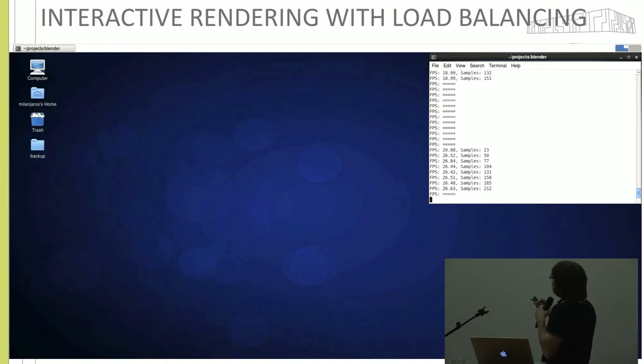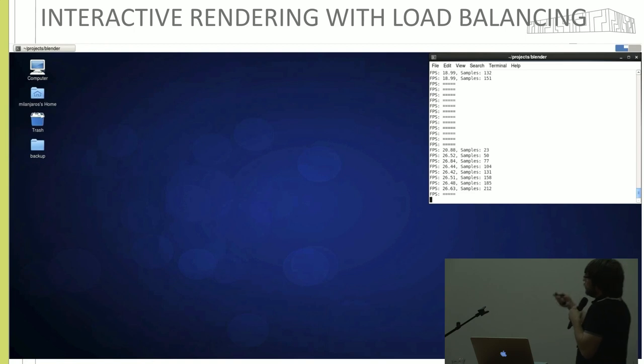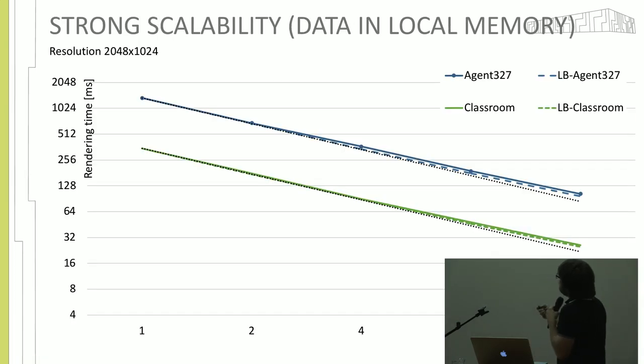This is just a video that shows how we implemented the load balancing, because it's going to be used on the other slide. So this is the scalability of rendering, which means if I'm adding an extra GPU, I want half of the time going from 1 to 2. If I'm adding 16 GPUs, I want 1/16 of the time. The dotted line is ideal, the dashed line is with the load balancing, and the full line is without the load balancing. This slide shows the two benchmark scenes, the agent and the classroom. I guess everybody here knows what these scenes are.